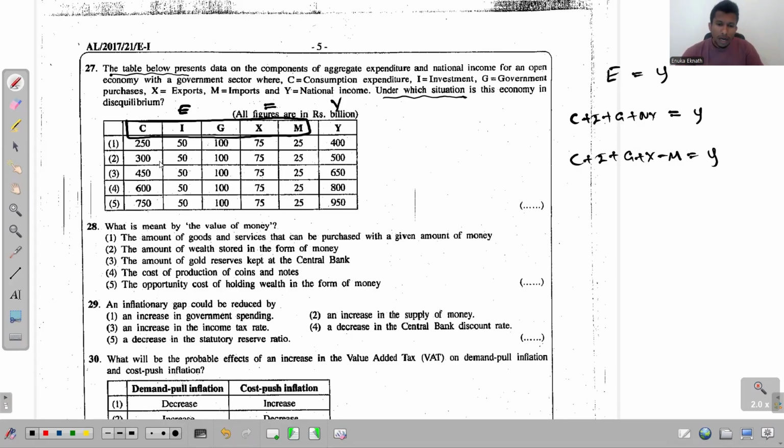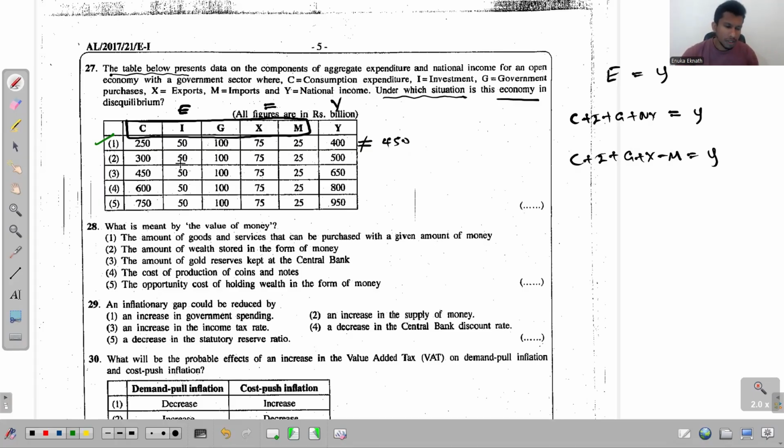So for example, if you look at this first option given, check here the total of these two. 250 plus 50 is 300. 300 plus 100 is 400. 475, and this has to be a minus value. So that will be 450. See, the expenditure comes as 450, but the aggregate income is given to us as 400. And the two are not equal, which means in this given situation, the economy is in disequilibrium. And that's why we select that to be the answer.